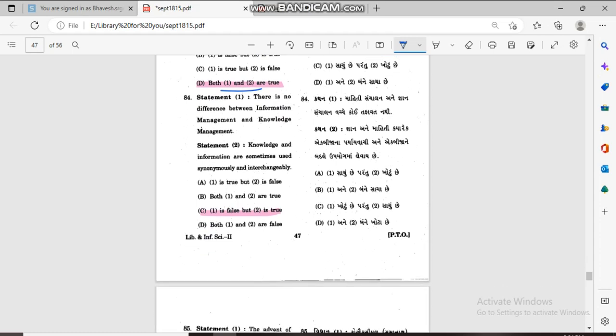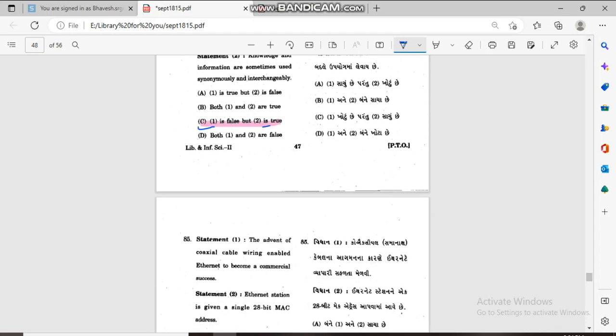Statement 1: there is no difference between information management and knowledge management. Second statement: knowledge and information are sometimes used synonymously and interchangeably. First is false, second is true.